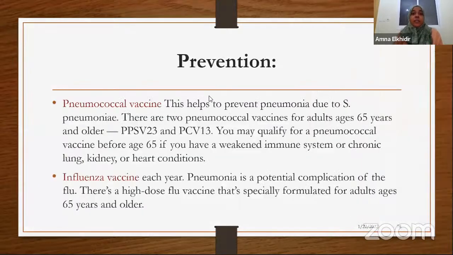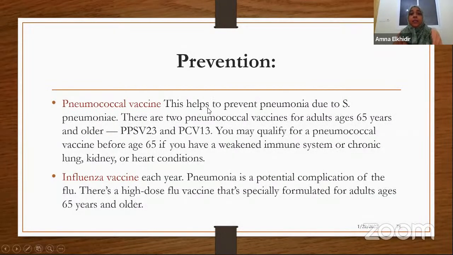The elderly population needs prevention for developing pneumonia, like pneumococcal vaccines. This helps to prevent pneumonia due to Streptococcus pneumoniae. There are 2 types of vaccines for adults over the age of 65, the PPSV23 and PCV13. You may qualify for a pneumococcal vaccine before the age of 65 if the patient has a weak immune system, like an AIDS patient, or if they have chronic lung, kidney, or heart conditions. In these conditions, we can give the pneumococcal vaccine before the age of 65.